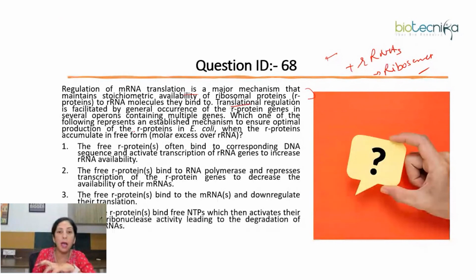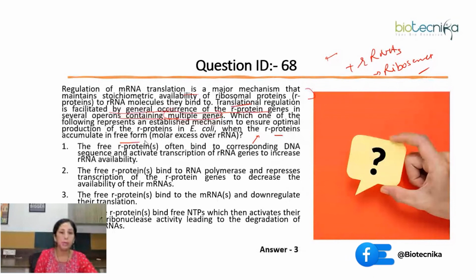Translational regulation for these R proteins is facilitated by the general occurrence of R protein genes in several operons containing multiple genes. So which one of the following represents an established mechanism to ensure optimal production of the R proteins in E. coli when the R proteins accumulate in free forms? R proteins are getting in excess, so how will they be controlled? Here the answer will be statement 3. Now why is it so? Because in statement C, free R proteins bind to the mRNAs and down regulate their translation. Yes.